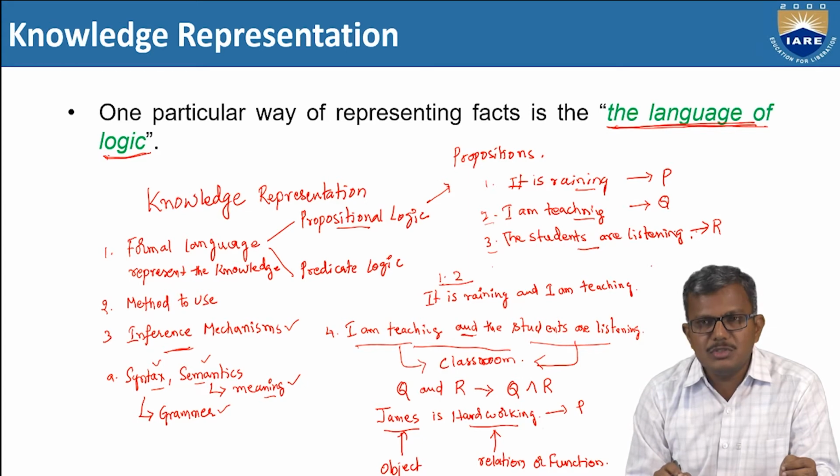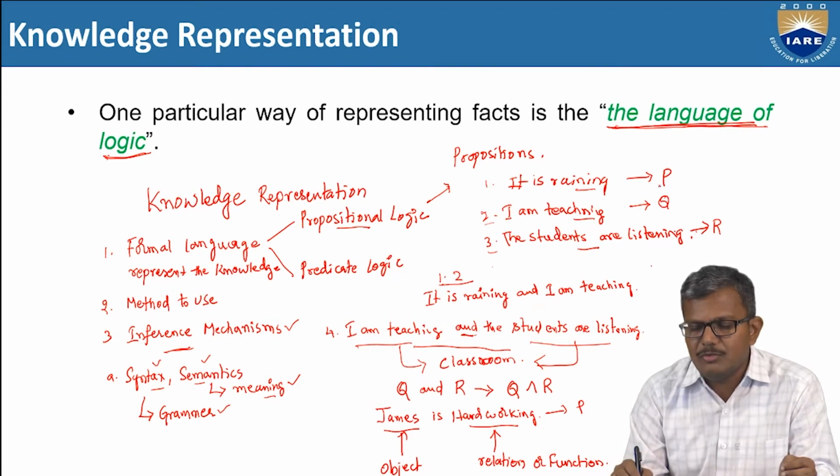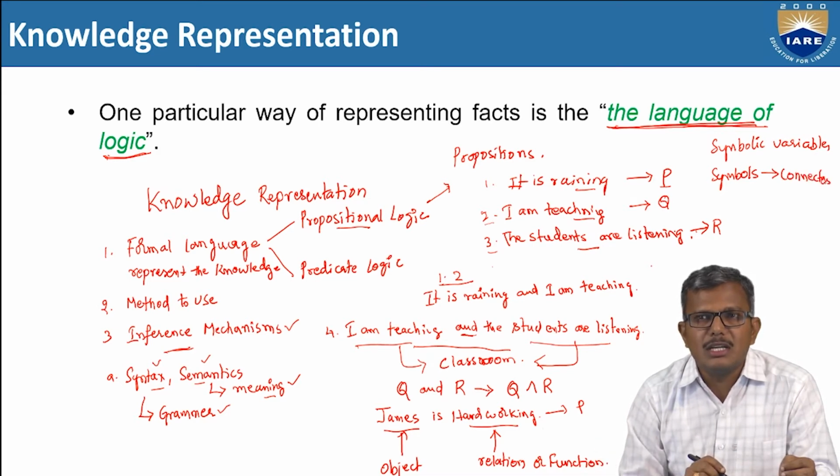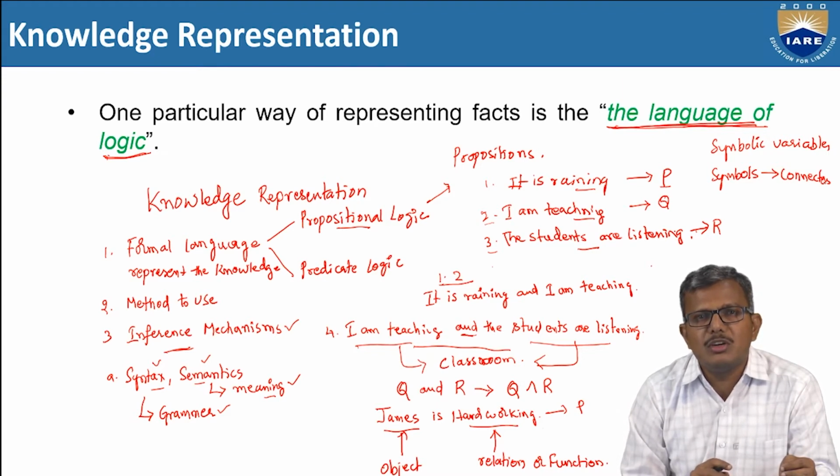In propositional logic, we are going to represent declarative statements, or we can say logical statements, in the form of symbolic variables and also some symbols. Symbols here are nothing but some kind of connectors. Let us take some more examples and try to understand how propositional logic is helpful in representing knowledge in a formal way.